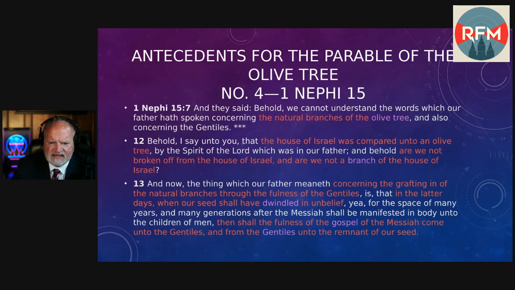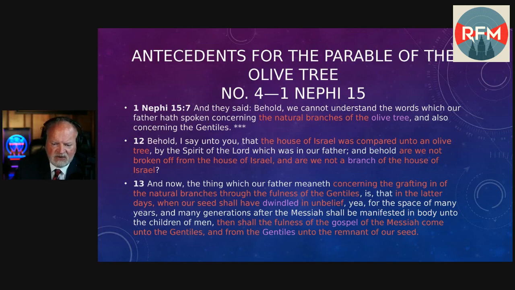The fourth antecedent is now 1 Nephi chapter 15. When you start looking for this, you see that over and over again, even in the Book of Mormon, elements of the allegory of the olive tree are in abundance before we get to Jacob chapter 5. Now we're in 1 Nephi chapter 15 and verse 7, which says, and they said, this would be Laman and Lemuel, behold, we cannot understand the words which our father hath spoken concerning the natural branches of the olive tree, and also concerning the Gentiles. And then in verses 12 and 13, Nephi's going to come to the rescue and help answer their questions.